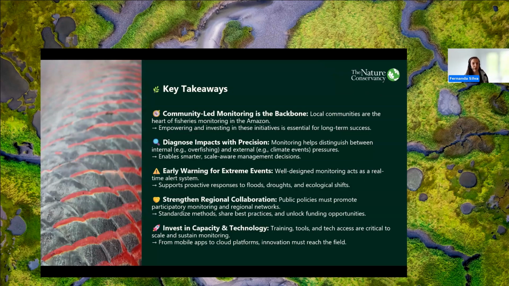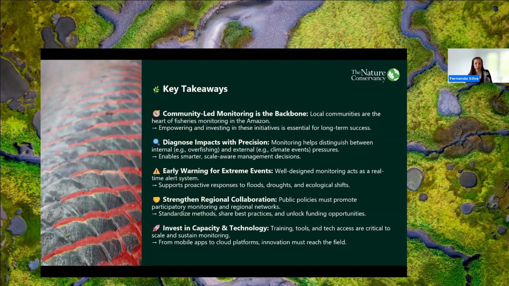Second, these monitoring initiatives are helping to differentiate the internal and external causes affecting fisheries, because many times fishers carry the burden for drops in fish catches or overfishing, but with monitoring data integrated with other environmental data, we can develop a separate analysis and understand the separate causes of these problems on fisheries.